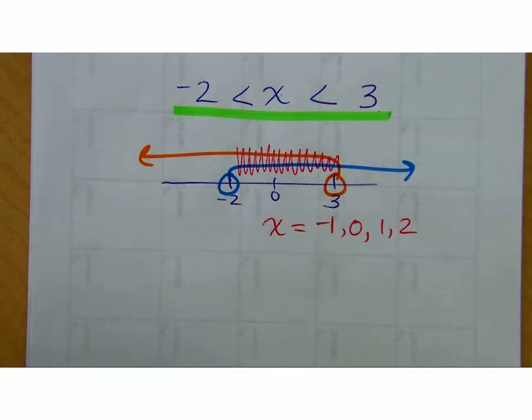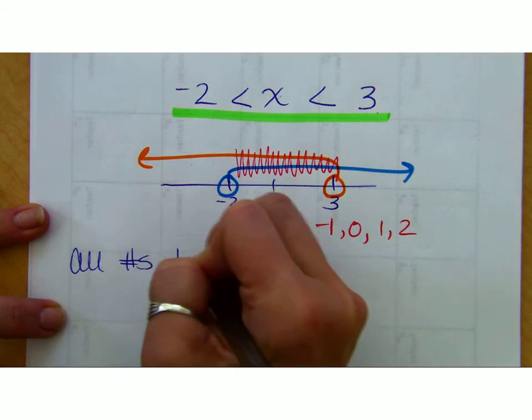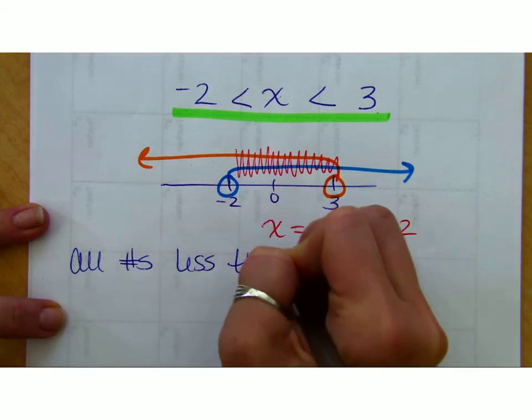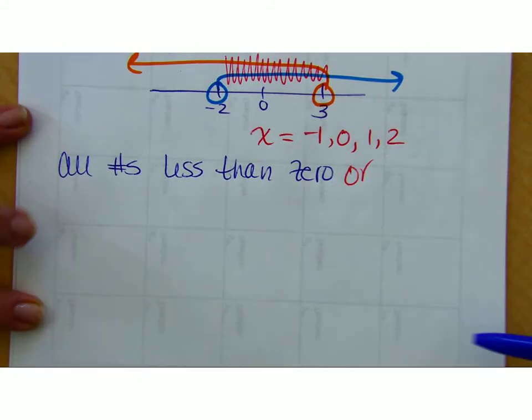Let's take a look at this one. All numbers less than 0 or greater than or equal to 2.